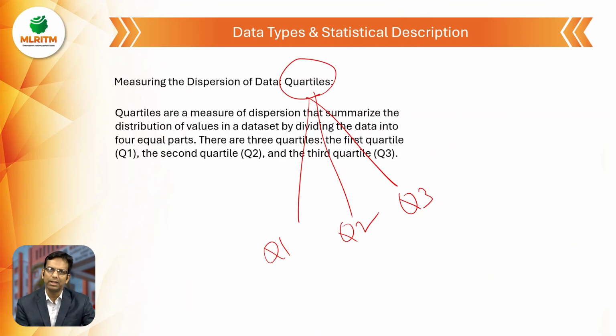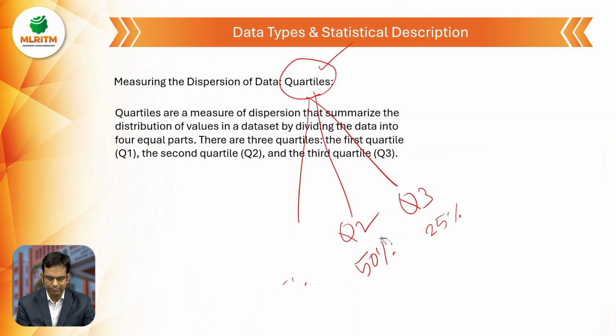In the Q1 category, I am taking 25% of the data, for example. In the Q2 category, I am taking 50% of the data. And in the Q3 category, again I am taking 25% of the data. So when I am taking the data into various categories and representing this data in 3 or 4 category structures, then it is called quartile data.